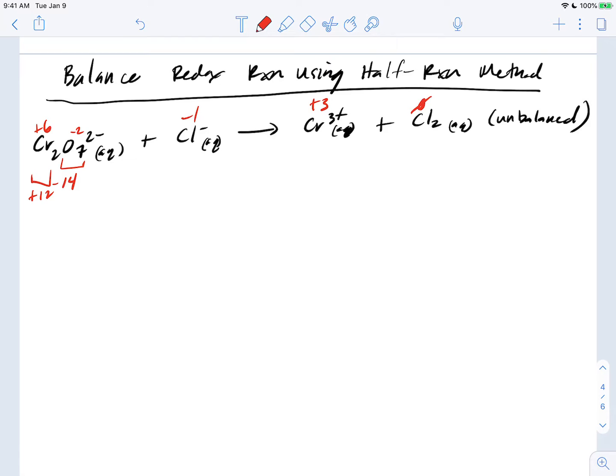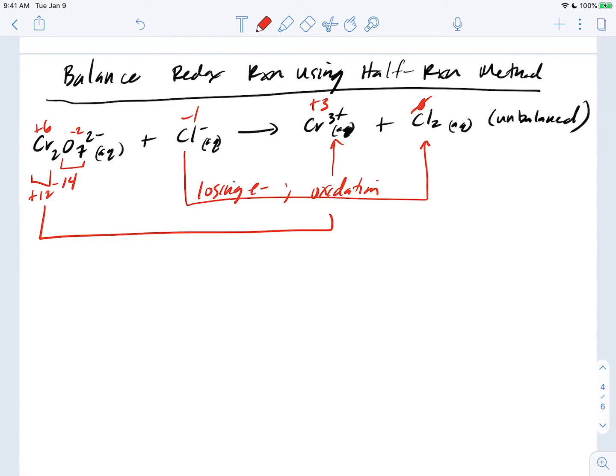So if we look here, let's just do chlorine because it's easy. We can see it's going from -1 to 0. So we have lost electrons to become more positive. So this is losing electrons, oxidation. And then if we look at our chromium, it's being reduced, gaining electrons, going from +6 to +3. So that is gaining electrons. It's being reduced, reduction, okay?